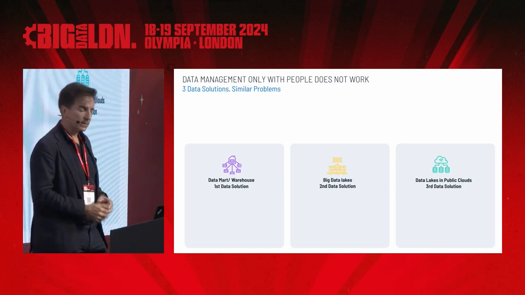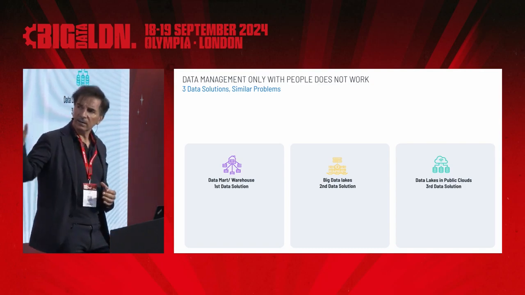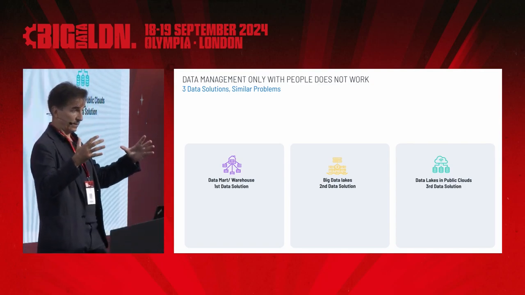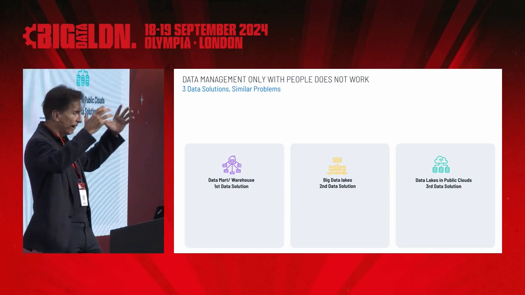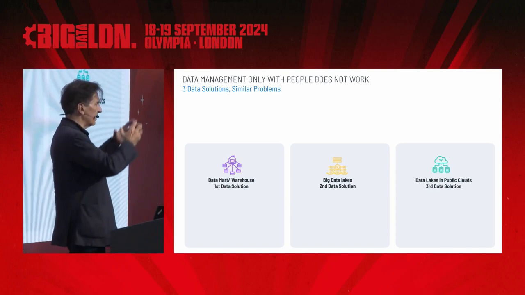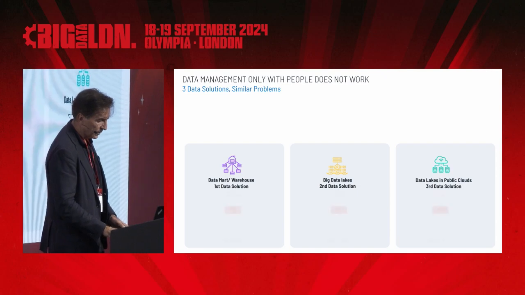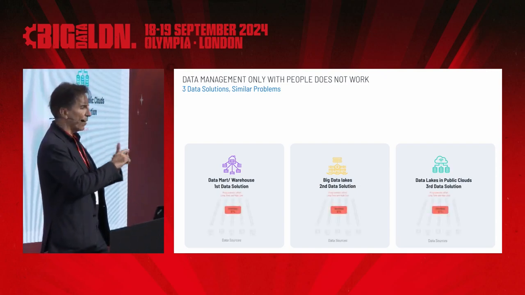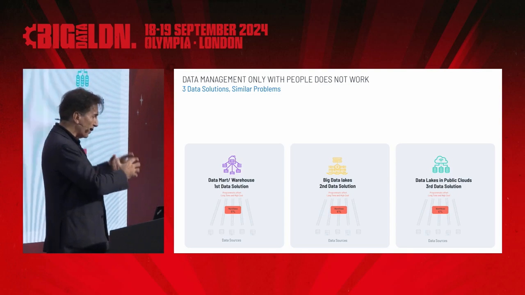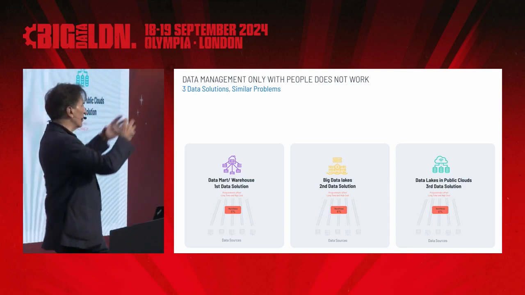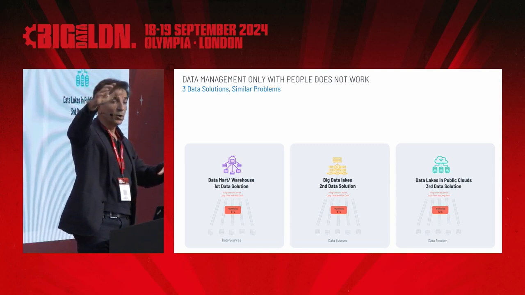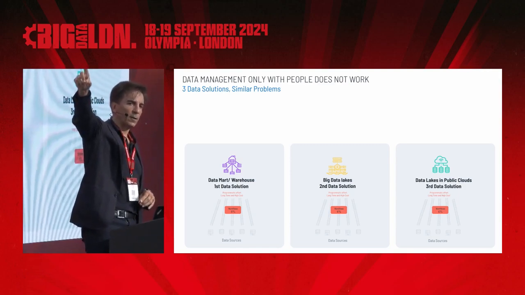What are the problems? In reality, these three solutions, they are physical data buckets. We have to move physically the data to any of these solutions. How? With people. We are doing workflows, ETLs, copying physical data to physical data buckets. It doesn't matter if it is on-prem or in the public cloud. You are copying the data to the public cloud.